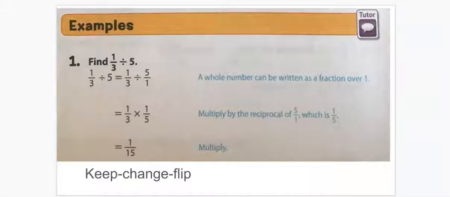Example 1 in the book. Find 1/3 divided by 5/1. First, any whole number can be written as a fraction over 1. So you write 1/3 divided by 5/1. Now you can follow keep, change, flip. Keep the first one, 1/3, change the sign to multiply, and flip the last number to 1/5. Multiply the top and the bottom to get 1/15. Page 328.